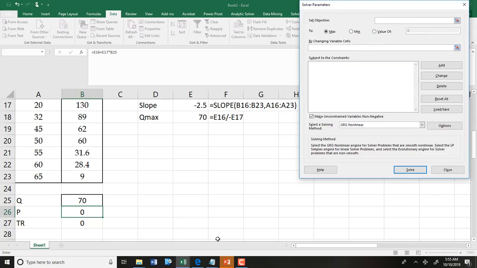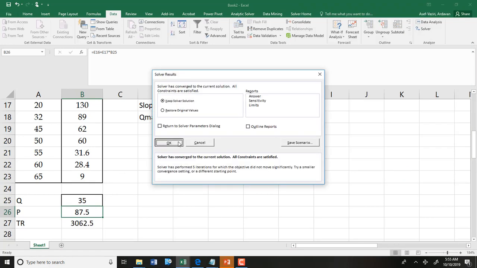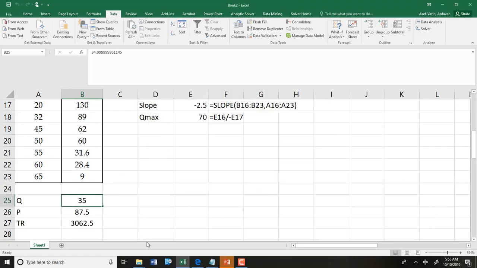Solver, please maximize, not minimize, not set equal to something, but maximize this total revenue, which is here, by doing what? By changing the quantity. Solved, problem is solved, and the quantity of 35, which leads to price of 87.5, and indeed that is price of 87.5, which leads to quantity of 35, will provide me the maximum revenue.